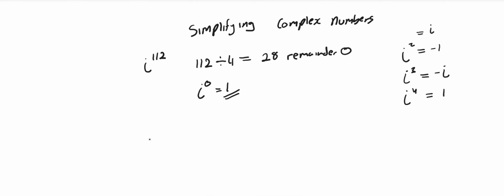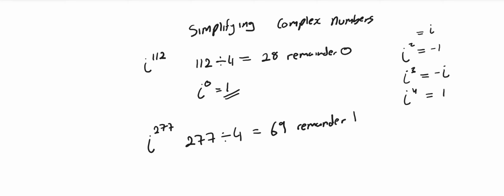And the next one will be i to the 277, let's say. So 277 divided by 4 would give us 69, and then remainder 1 again. So i to the 1 would be equal to just i.